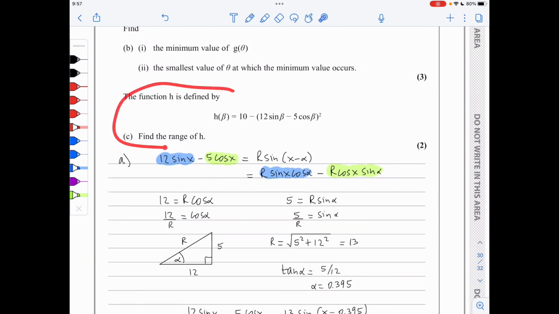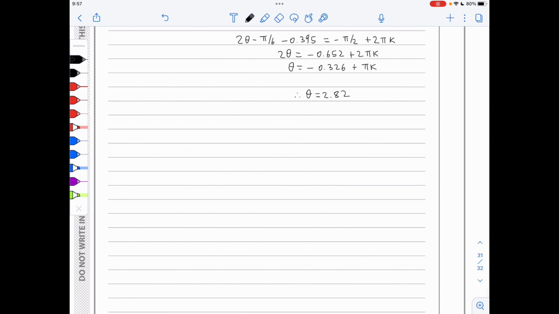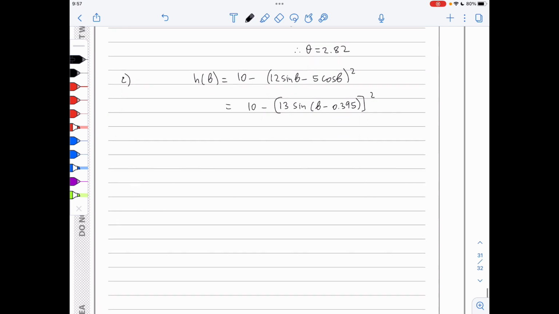And the last part, we've got the function h defined by this expression here, and we need to find the range of h for 2 marks. So once more, we've got similarities with the opening part, with part A of this question. So we've got that h(θ) is 10 - (12 sin θ - 5 cos θ)². I will replace the bracket with (13 sin(θ - 0.395))². Now I could expand this.